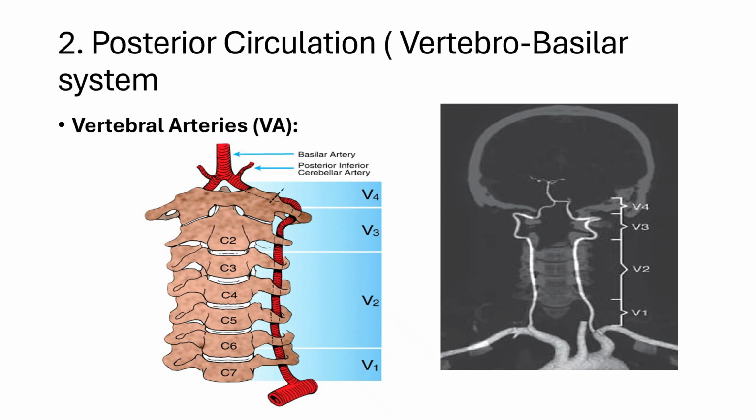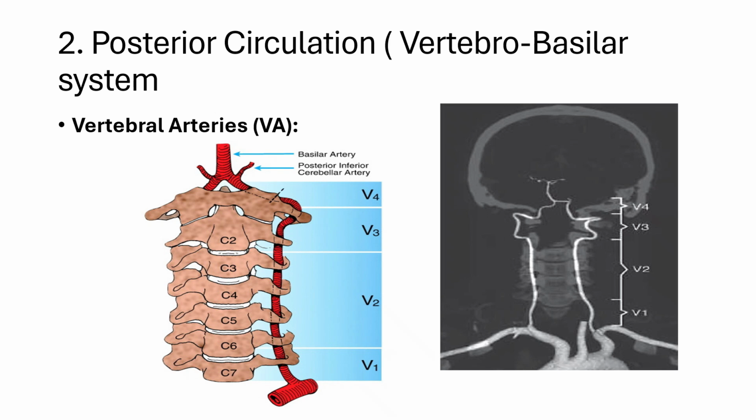Now the posterior circulation or vertebrobasilar system. The vertebral arteries are the most important part of the vertebrobasilar system. There is a pair of vertebral arteries on either side of the neck. The vertebral arteries ascend through the neck, uniting to form the basilar artery.